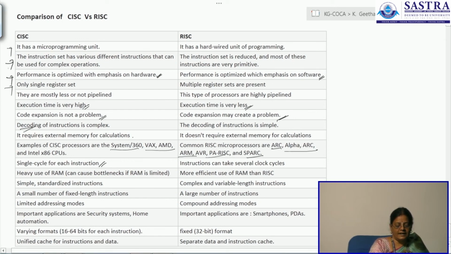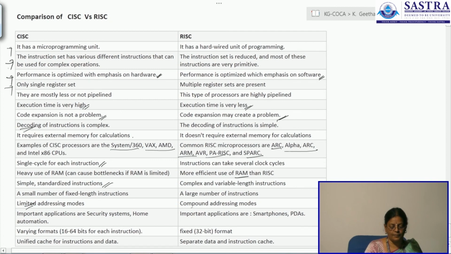A simple standardization of instructions is available in this category, whereas here we cannot standardize because the instruction length is going to vary, and of course this is efficient when we make use of the RAM. So this CISC is more efficient in the use of RAM than the RISC. Okay. Now a small number of fixed length instructions is available here, while a large number of instructions is there in complex instruction set computing, and we have only limited addressing modes, whereas the addressing mode itself is complicated, and as I told, the burden is going to be on the compiler part.